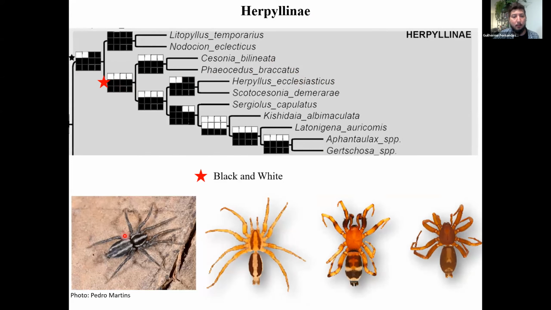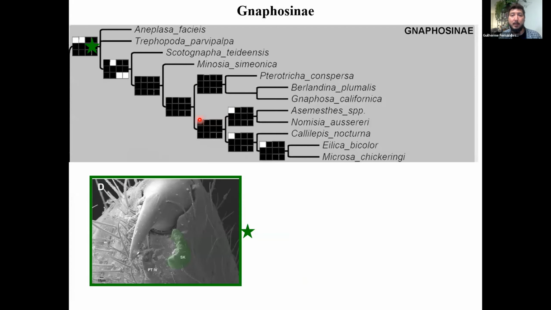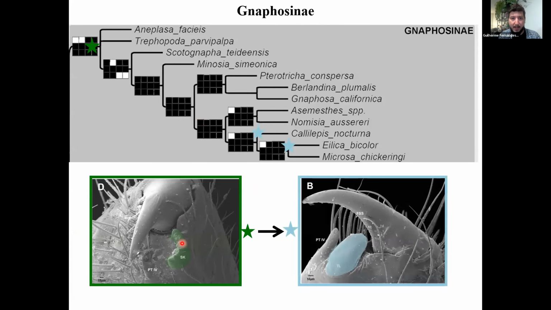We have a clade where all the genera have this black and white pattern in the abdomen. So this corresponds basically to the Herpyllus group in Murphy's book. And another thing that you can see here is that Gnaphosinae should be the same as Laronine. So we have this synapomorphy of Gnaphosinae, the serrated keel here in the chelicerae, and then we have a modification of the serrated keel to this lamina in Laronine.